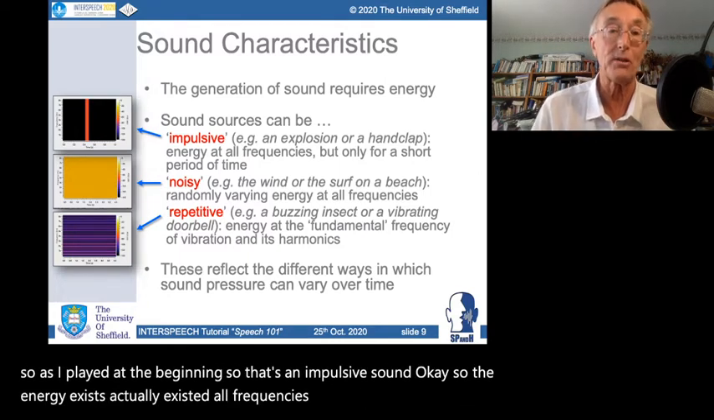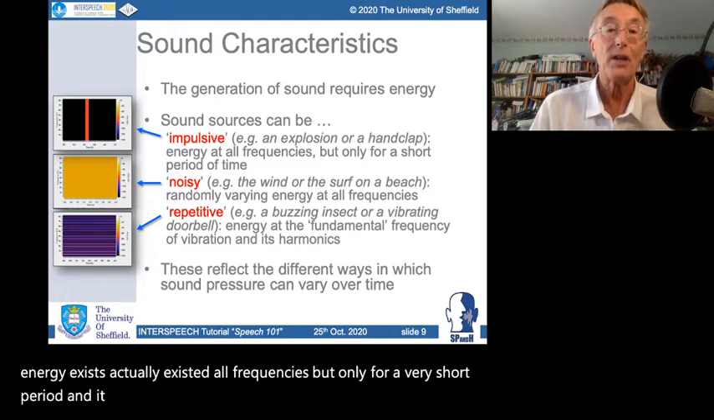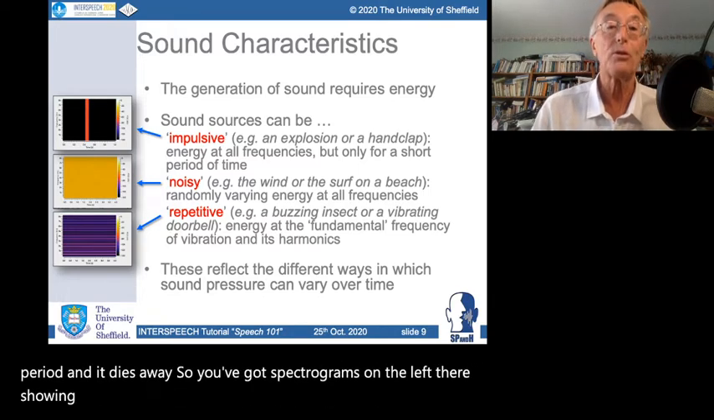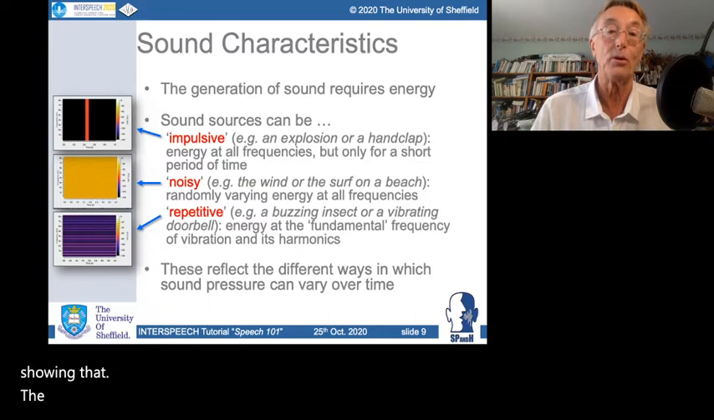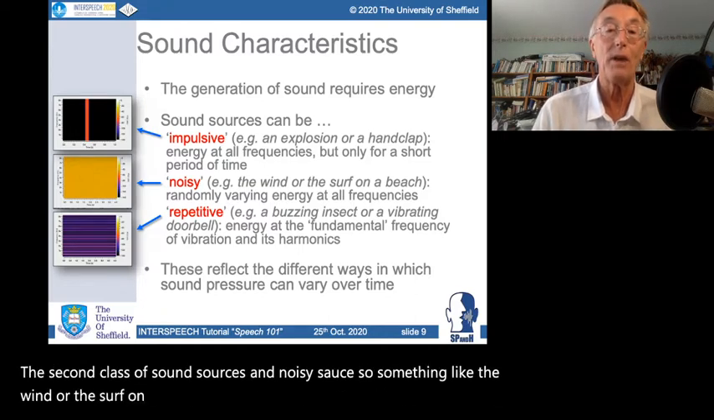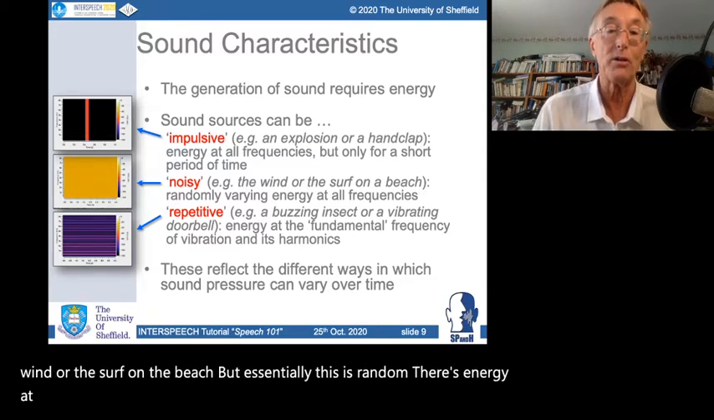So you've got spectrograms on the left there showing that. The second class of sound source is a noisy source, so something like the wind or the surf on the beach. Essentially this is random, and there's energy at all frequencies, but it's varying all the time. And that's what we mean by noisy.